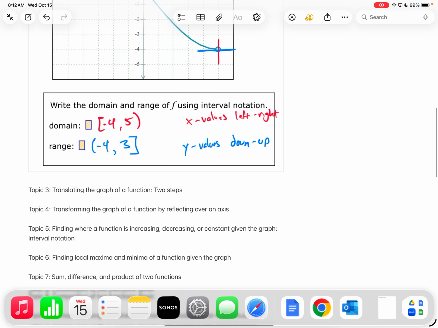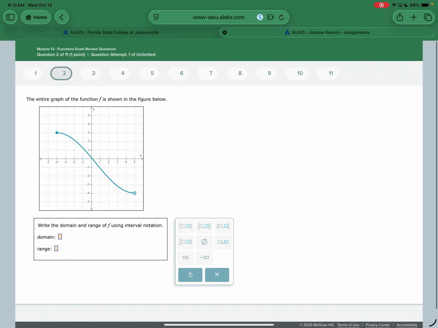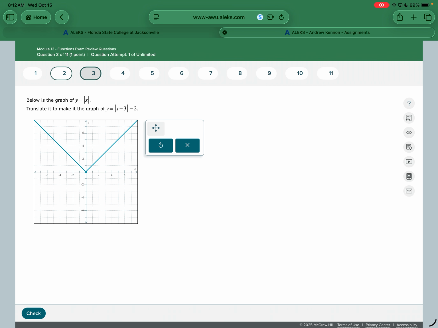All right, next one we do on there is number 4, so number 3 on the test. Below is a graph of y equals the absolute value of x. Translate it to make it the graph of y equals the absolute value of x minus 3, minus 2. Okay, so the minus 3 on the inside always does the opposite of what you say. So it moves it 3 to the right. And then the minus 2 on the outside goes up and down, so it moves it down 2.